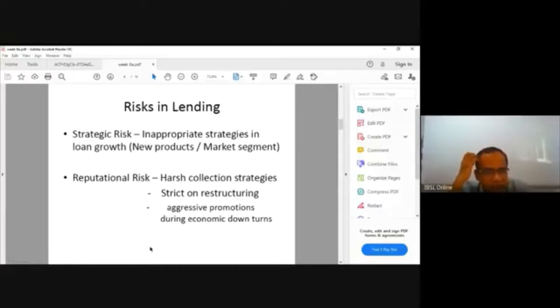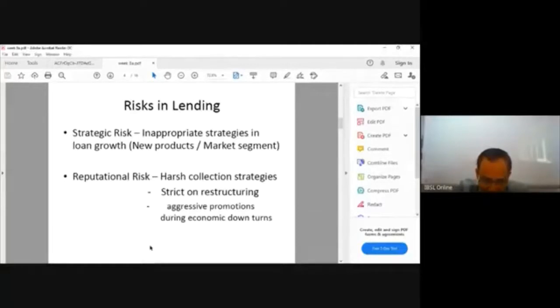We had been discussing this right along. Two major risks in lending are the inappropriate strategies used for loan growth. Most of the time, you will find that banks, to a great extent, are clear about the strategies for the long-term growth of the financial institution. What kind of strategies you have to follow, the prudential measures and all that, the central bank also governs. Even the commercial banks are very careful about that.